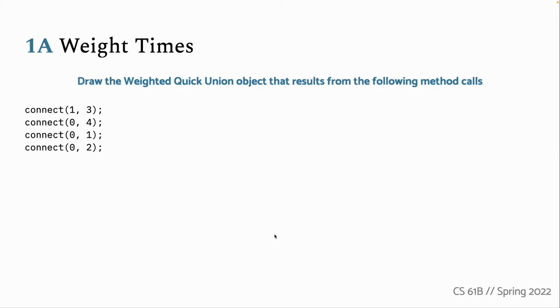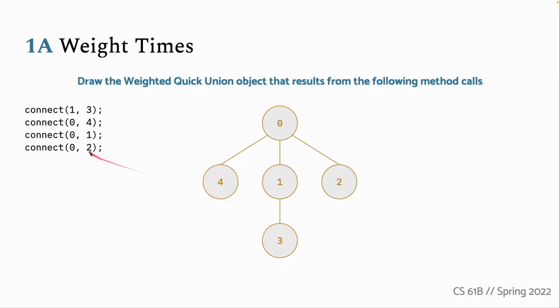Okay, let's go over it together. So, this is what the result is going to look like. If you're confused why, first we're going to connect 1 and 3, which is going to give us this block here. We break ties, when the two sets we're joining are the same size, by setting the smaller one as the parent of the larger one. Then we're going to connect 0 and 4, and likewise 0 is going to become the parent of 4 because of that same tie-breaking rule.